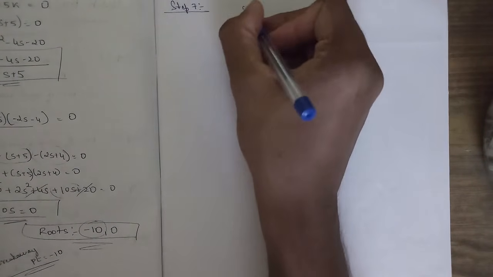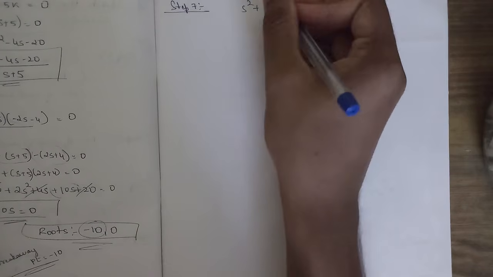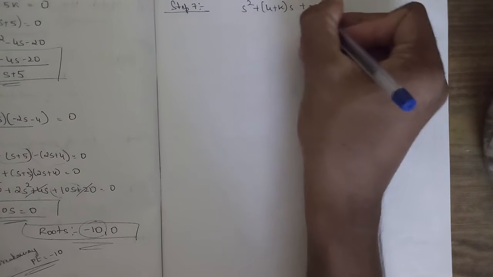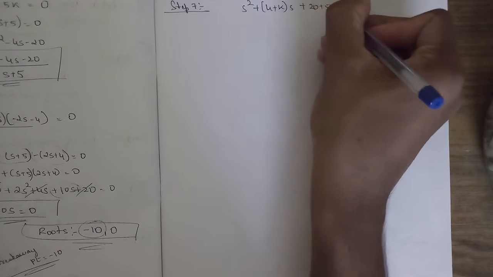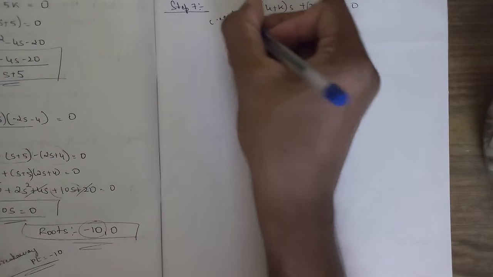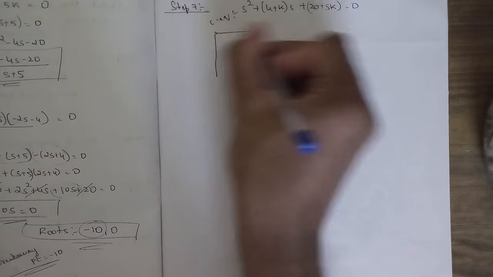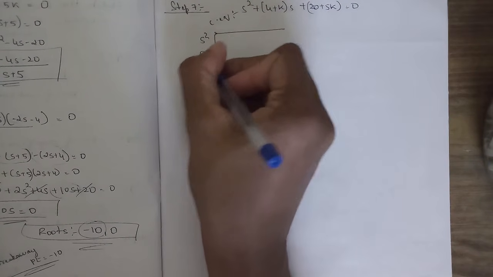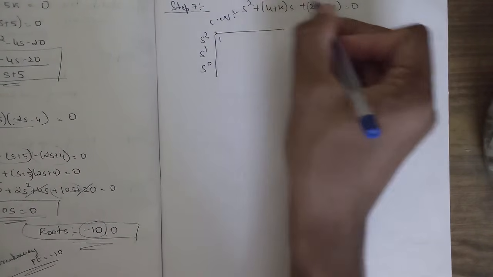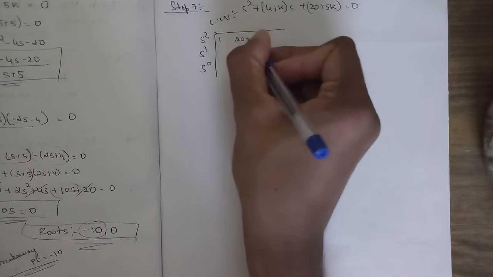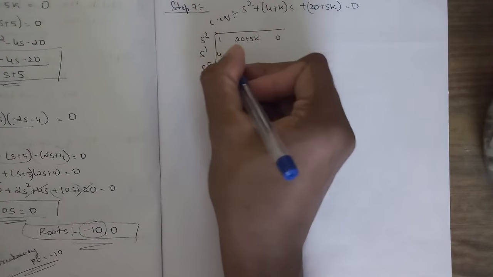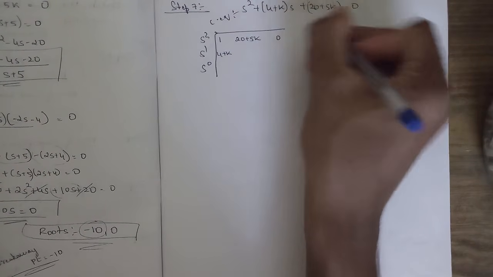Let's take the characteristic equation s square plus (4 plus k)s, which I have solved during breakaway point, plus 20 plus 5k equal to 0. For this, try to draw the Routh array: s square, s power 1, s power 0. Coefficient of s square is 1. Skip this term. Coefficient is 20 plus 5k. Coefficient of s power 1 is 4 plus k, and here if you skip this term, we don't have any term.